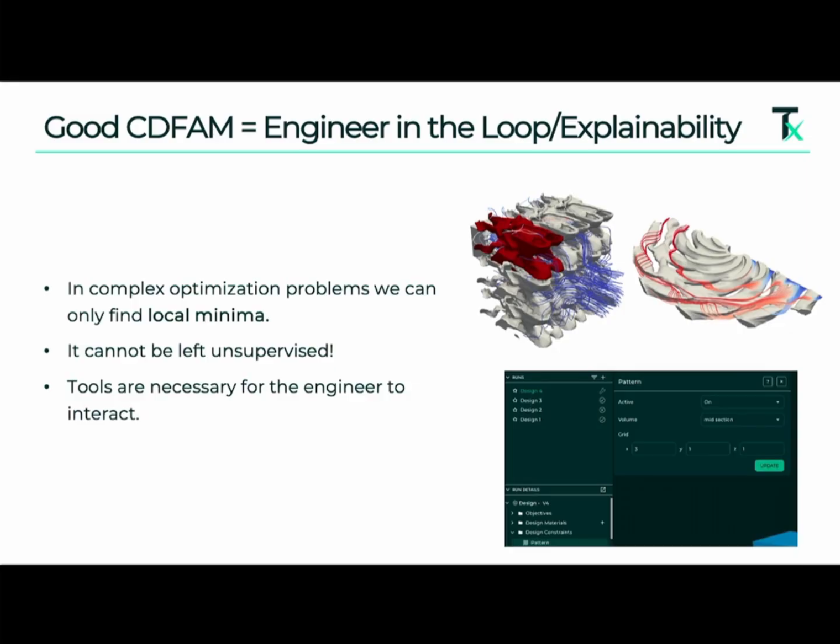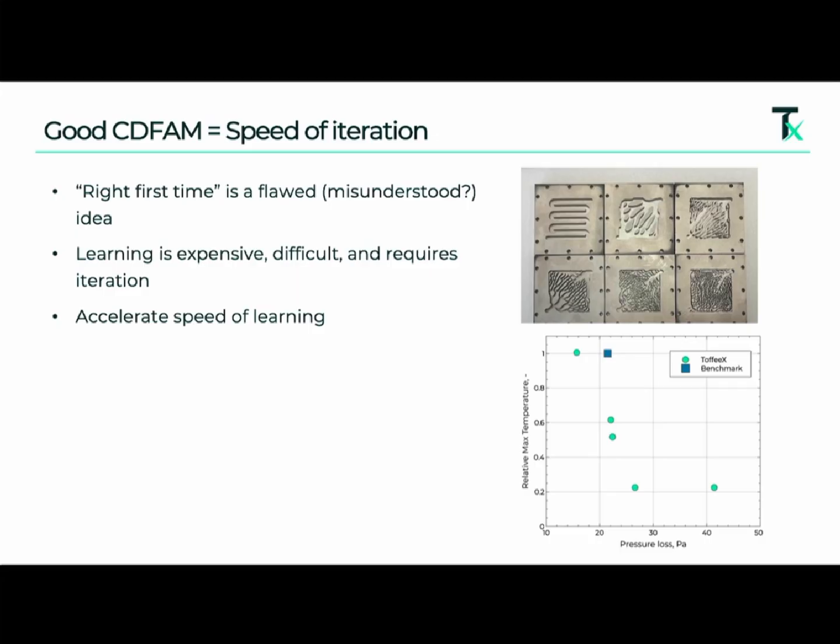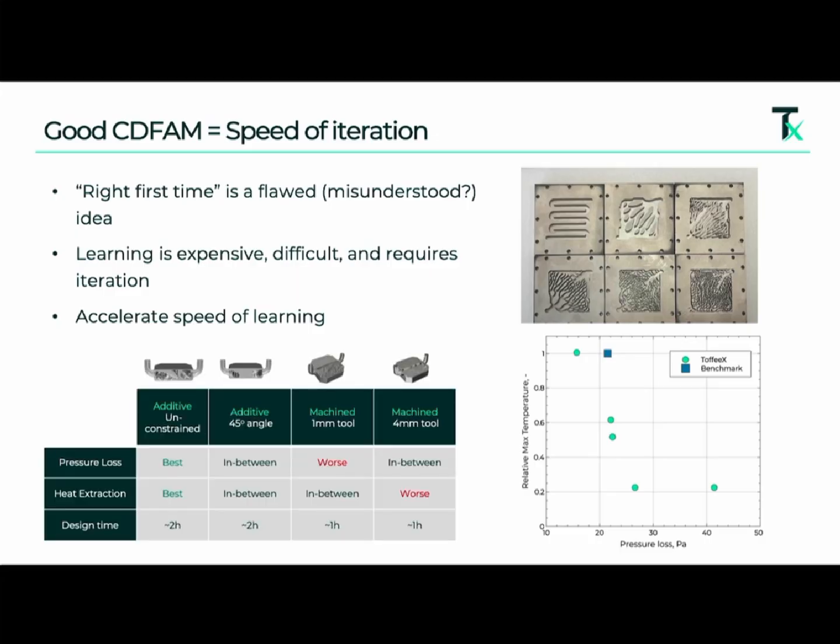In this case, we can make a pattern of whatever, but we've got loads of other examples like this. I'm running out of time. Okay, and then speed of iteration, everyone knows about this. It's very good. We want to go really quick and learn as much as we can. These are 6 designs made with Toffee. Here's the Pareto front. This took a day.